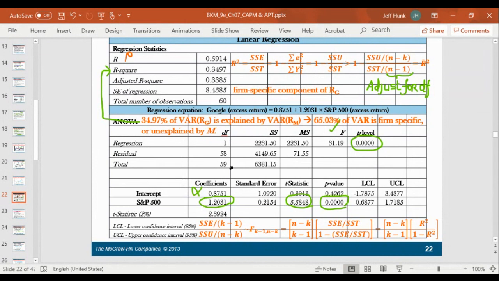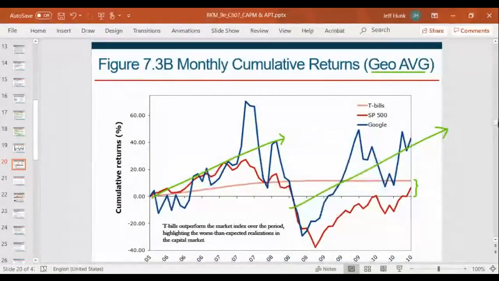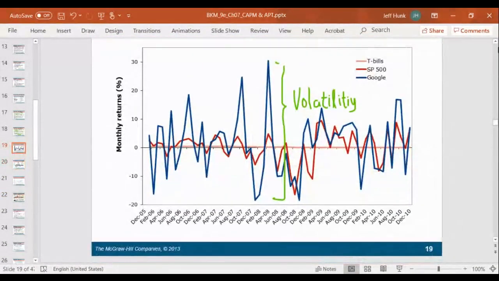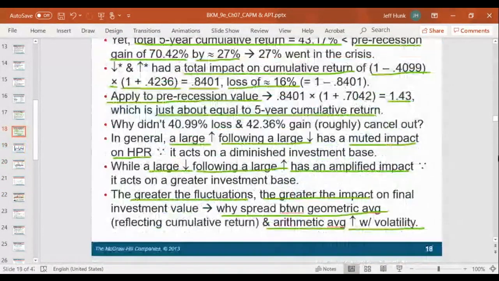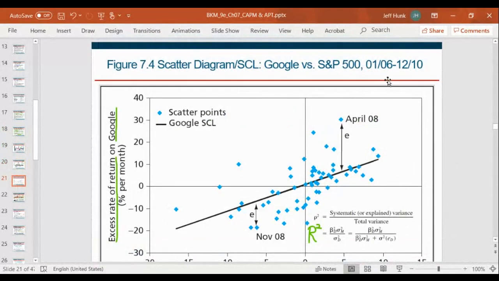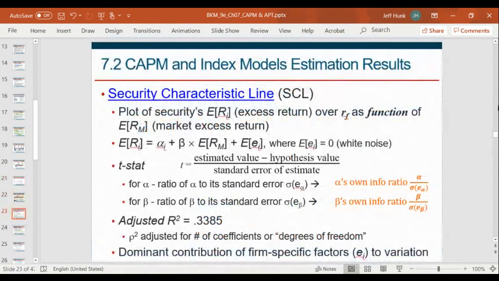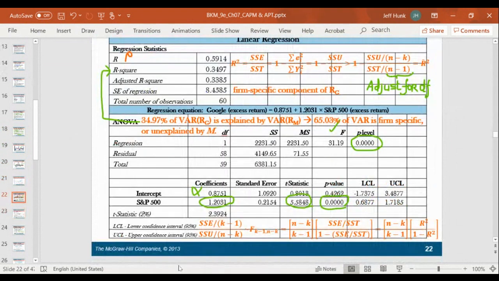5 years, so it's 60 observations, right? And the time frame is January 2006 through December 2010. So that's exactly 60 months.